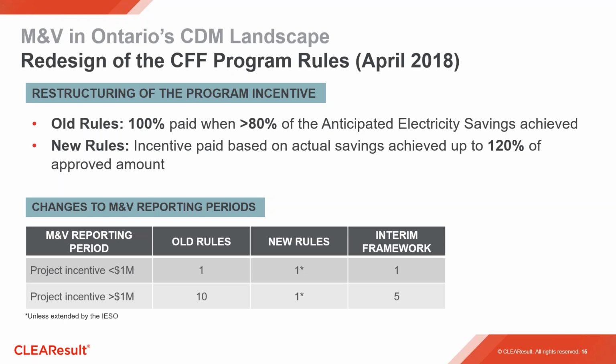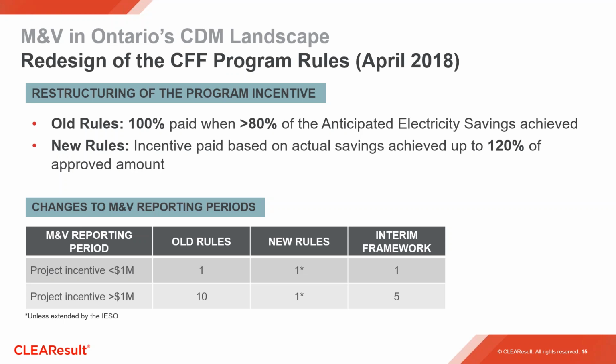Under the old rules, the program paid for 100% of the approved incentive amount when a minimum of 80% of the anticipated electricity savings were achieved. Under the new rules, incentive was paid based on actual savings up to 120% of the approved amount. The payment restructuring to a pay-for-performance structure put more focus on accurate MMV and appropriate baseline adjustments.